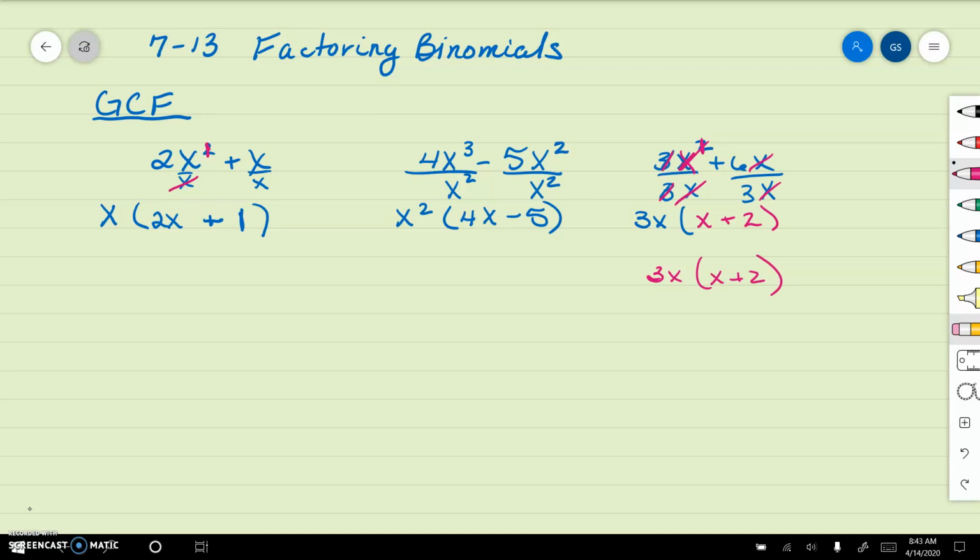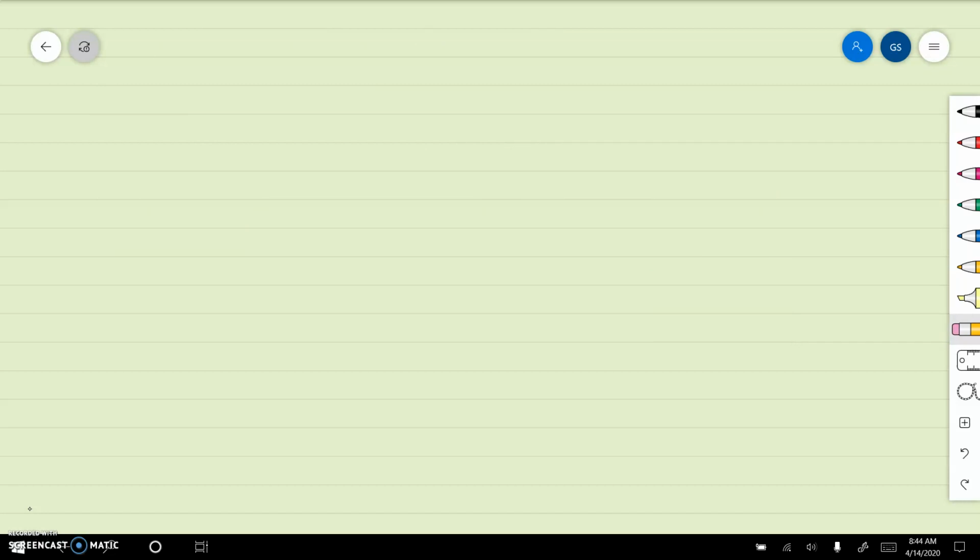Okay, so that's GCF factoring. GCF factoring can be done with trinomials sometimes, and it could be done with binomials. It could be done with any polynomial, actually, that has common terms. All right, so the new thing that we're going to talk about today, let me just erase this board. The new thing we're going to talk about today is called difference of perfect squares.